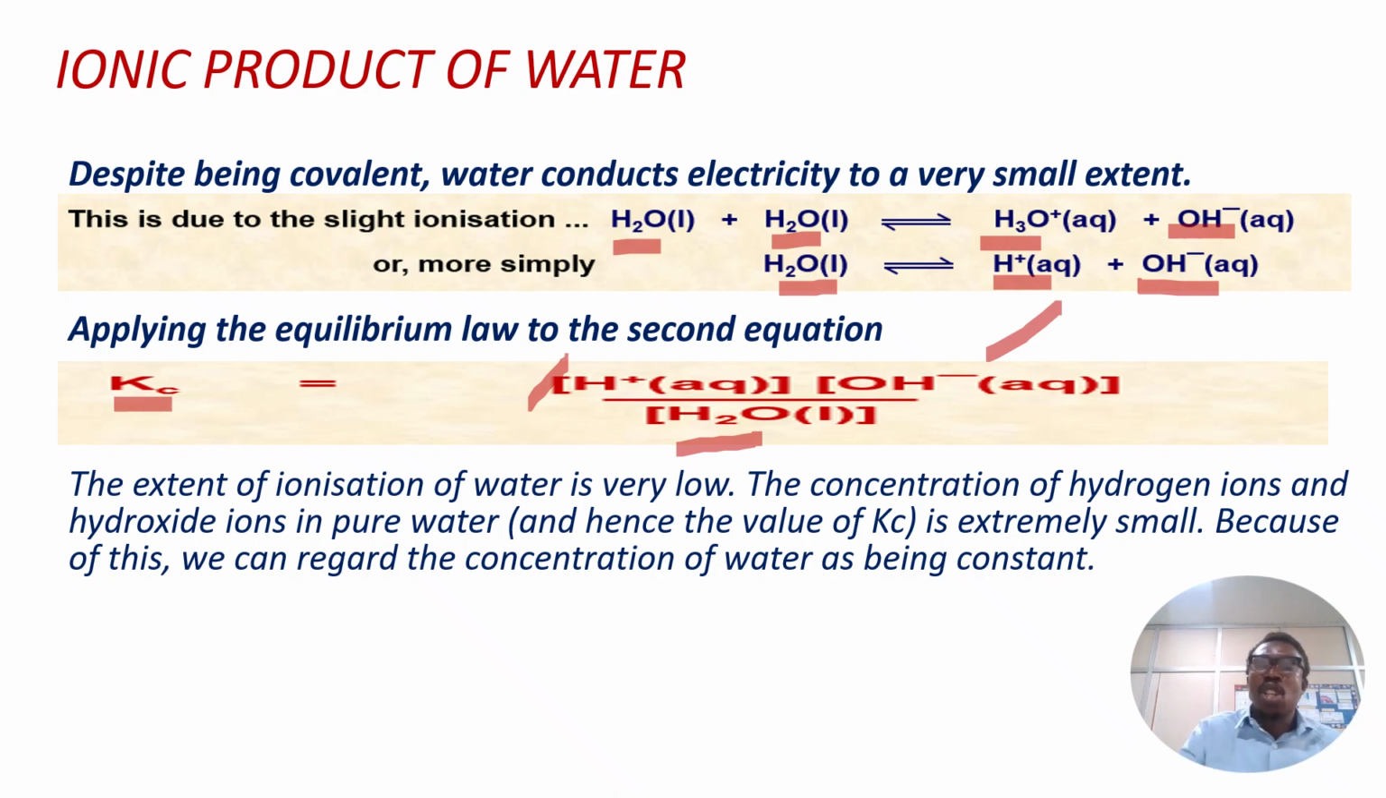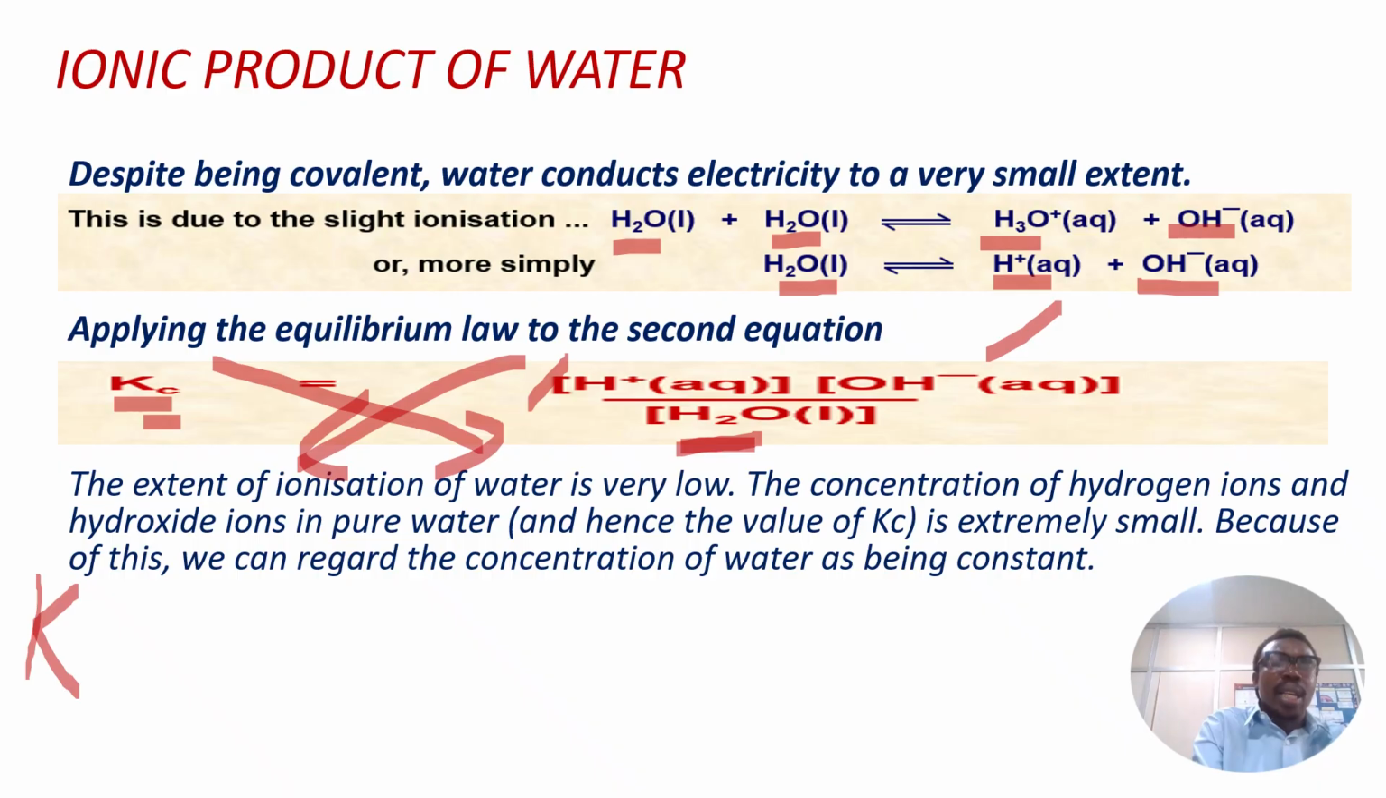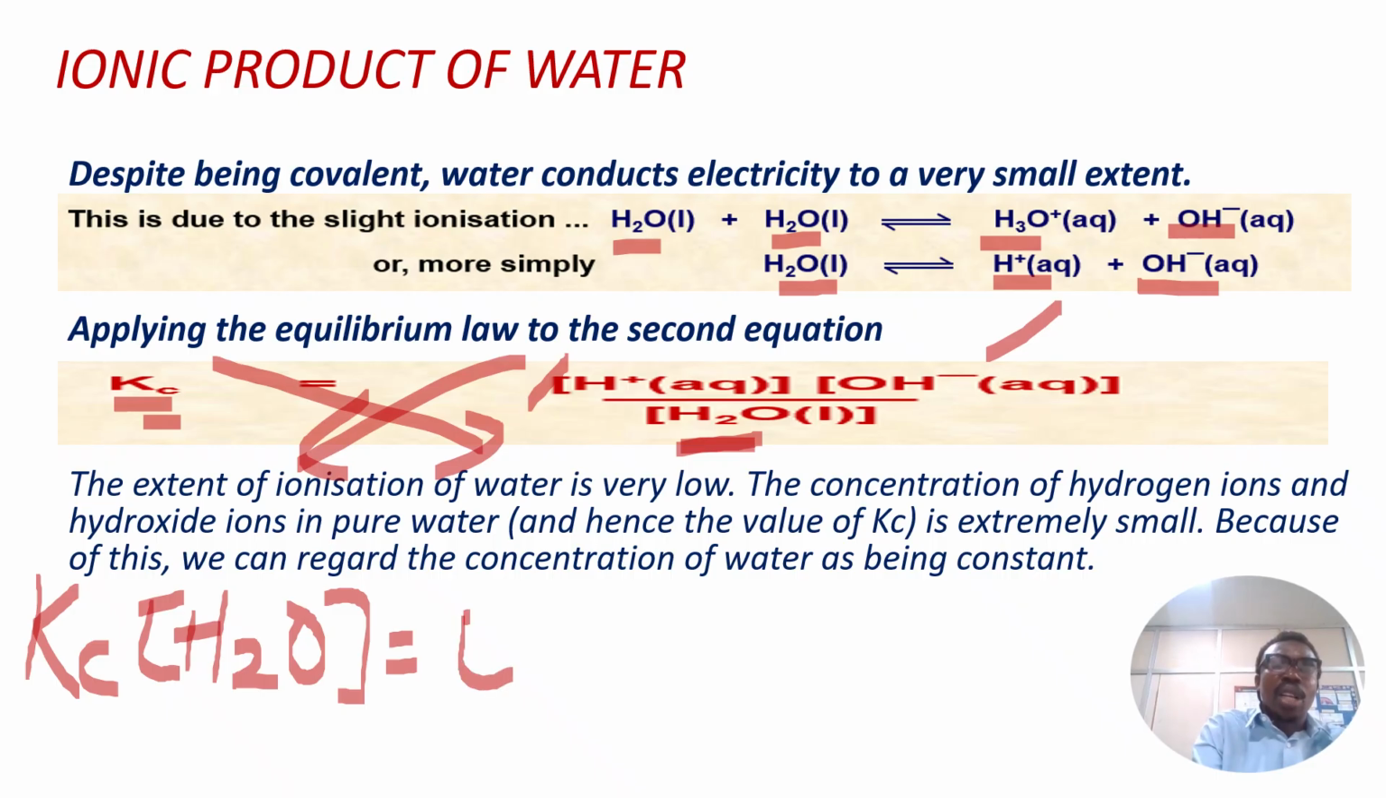So the concentration of hydrogen ion and hydroxide ion in pure water is extremely small. So because of this, we regard the concentration of water as being what? As being constant. This is an equilibrium constant and the concentration of water is constant. So we'll cross multiply. If we cross multiply, what we are going to get is what? Constant Kc multiplied by constant, which is water, to give us what? Concentration of hydrogen ion multiplied by concentration of hydroxide ion.